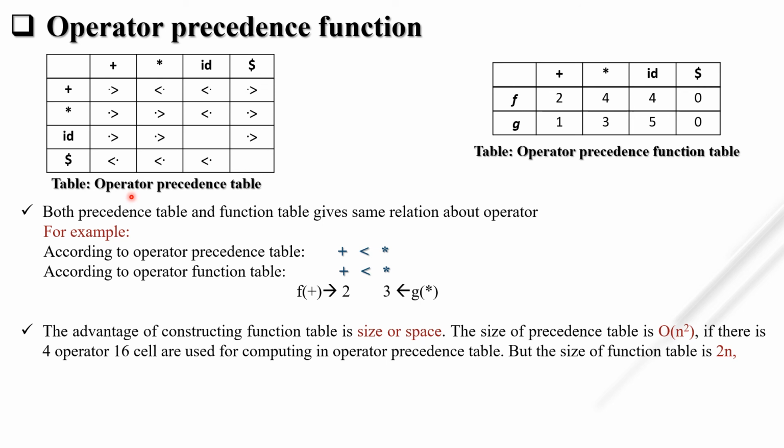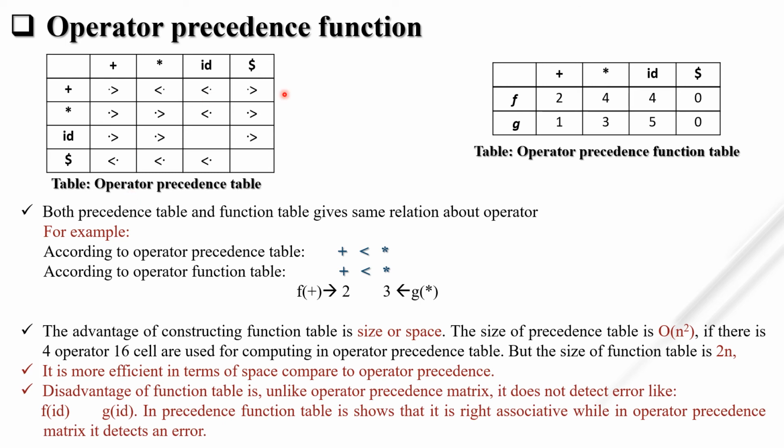There is one disadvantage also. The disadvantage of the function table is that, unlike the operator precedence matrix, it does not detect errors. For example, if I have f of id and g of id, with id on the left hand side and id on the right hand side, and there is no operator in between, then it is an error. In the operator precedence matrix, this blank space denotes an error.